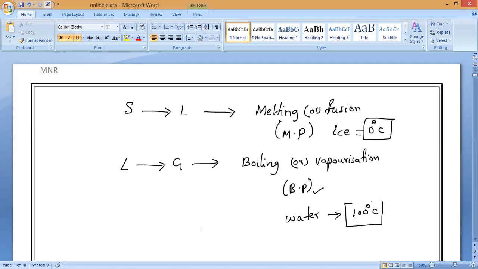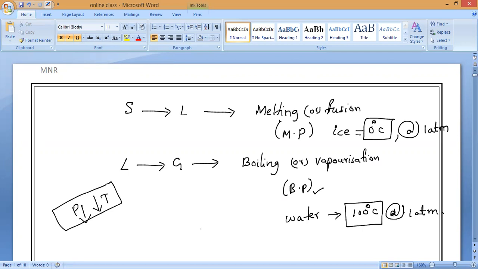What is the one more parameter? You cannot say temperature alone. One more parameter you have to mention: at 1 atmospheric pressure. Do you remember? At 1 atmospheric pressure. So atmospheric pressure is also very, very important. As I told you, if atmospheric pressure decreases, then the melting point and boiling point also decrease. Is it okay, everybody?